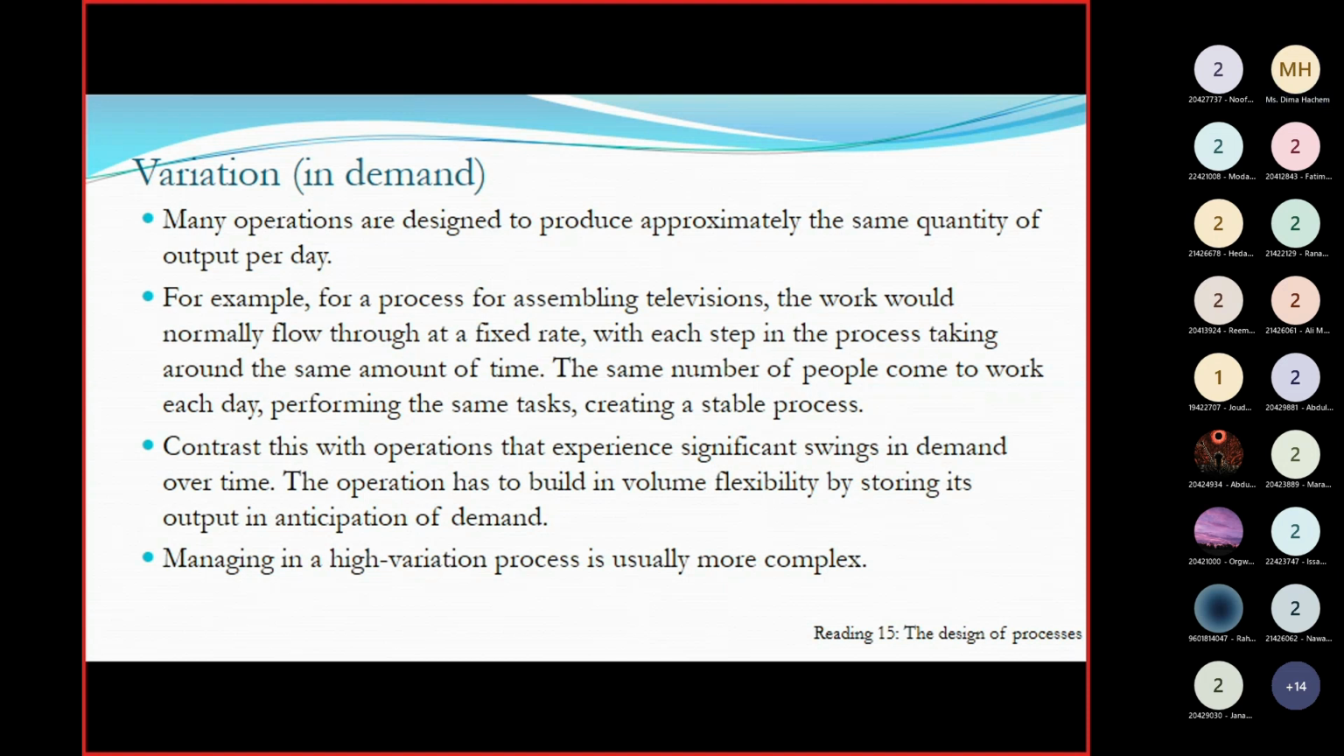Okay? Here we have zero variation. Why do we have zero? I mean, we don't have differences in manufacturing. We are producing every day the same amount of bottles. Okay?